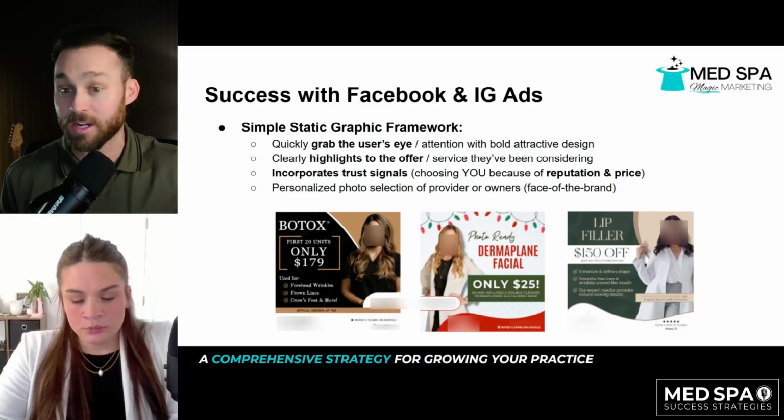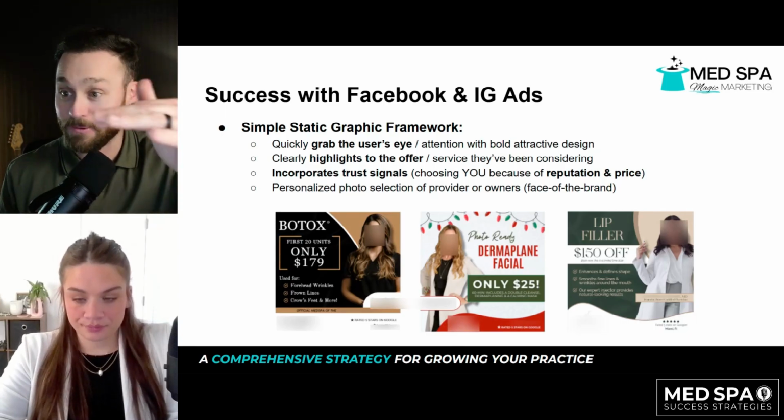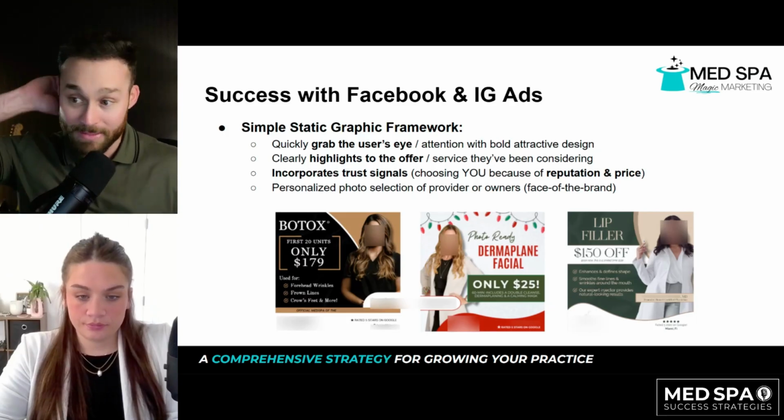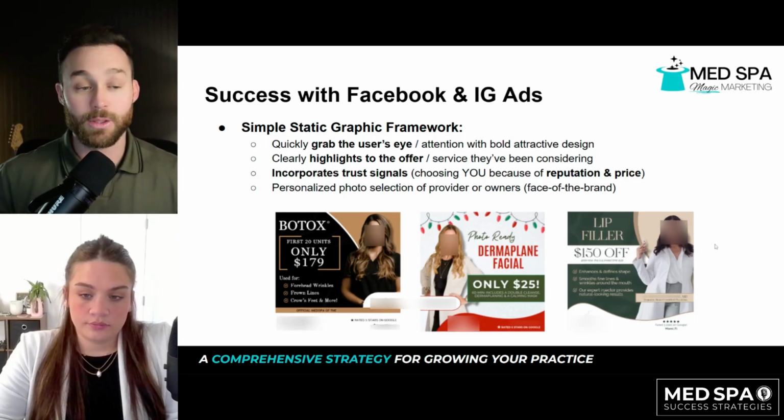Like if you see here, Botox only $179, they're going together in tandem. The 20 units is more of a footnote. I just want Botox $179. Dermaplane facial, $25. Lip filler, $150 off. The promo and the service have to be very prominent parts of the ad graphic and design to stop the scroll. And like Lauren said, I didn't catch on to that, Lauren.